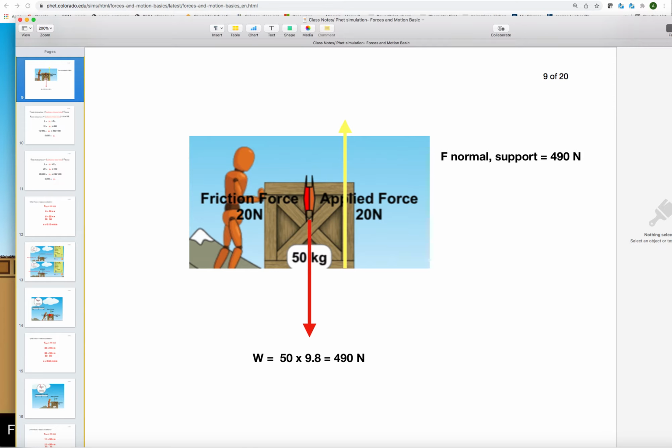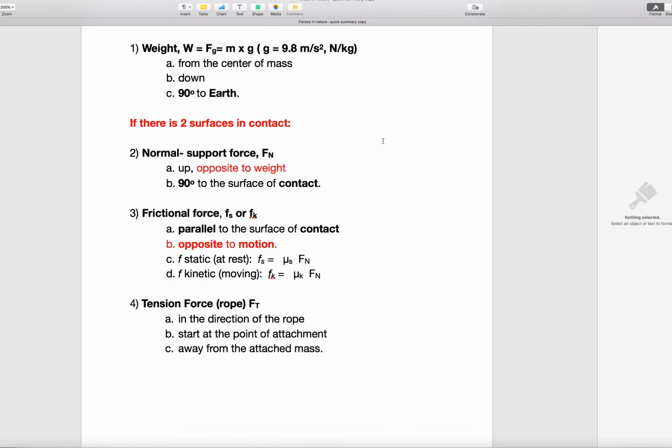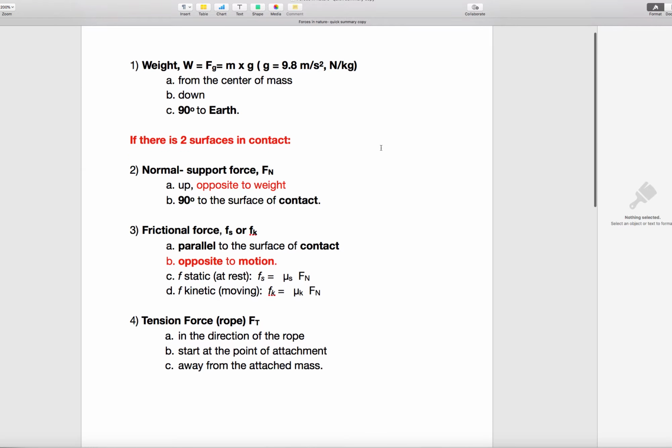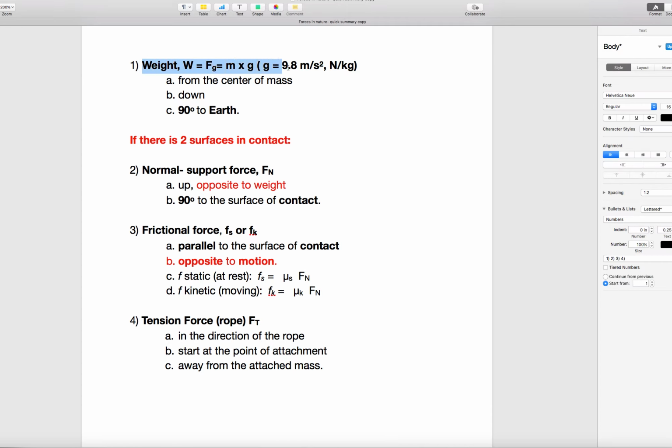First of all, those are the important forces that we usually present. One of them is the weight, equal to mass times acceleration. It usually acts from the center of mass, down, at 90 degrees to Earth. And then when you have two surfaces in contact, you have the normal force. The normal force is usually also called the support force. The direction is up, opposite to weight, and 90 degrees to the surface of contact.